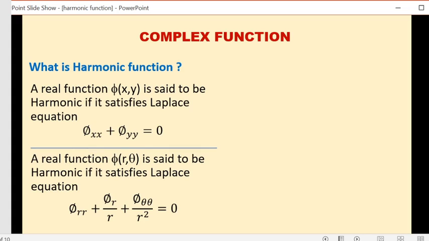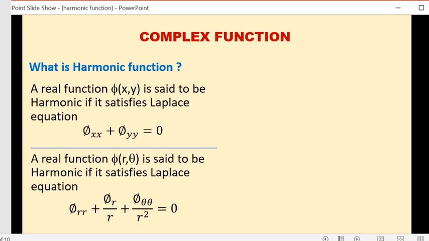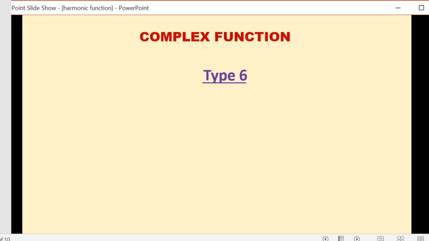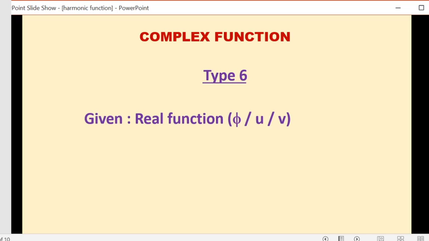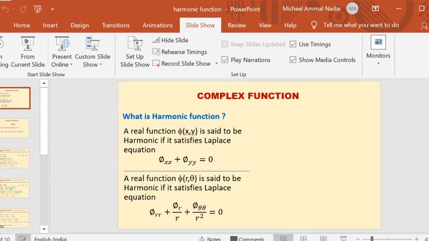All right. Now we are going to see the last type of problem in this chapter, that is problem type 7. Before solving problem type 7, there are a few concepts that we have to see. This is problem type 6, which we have already completed.